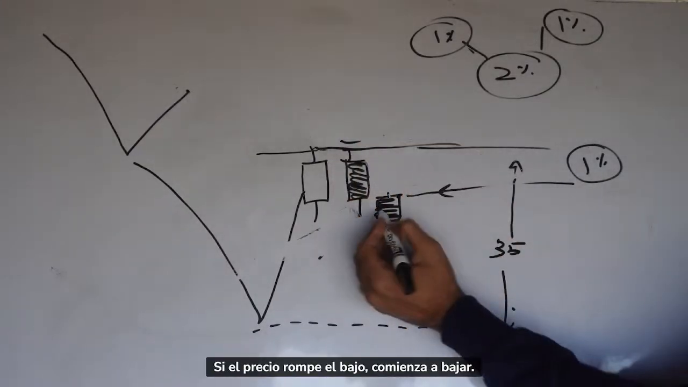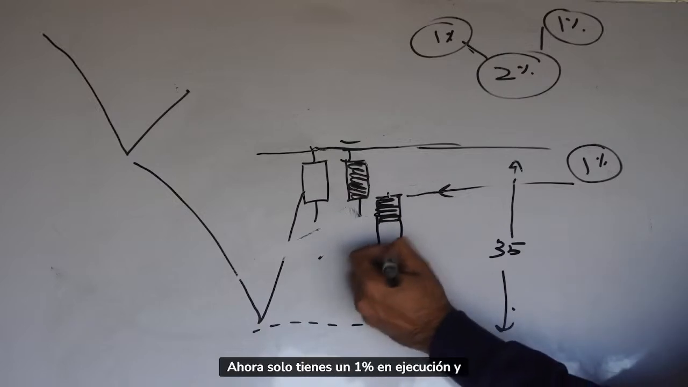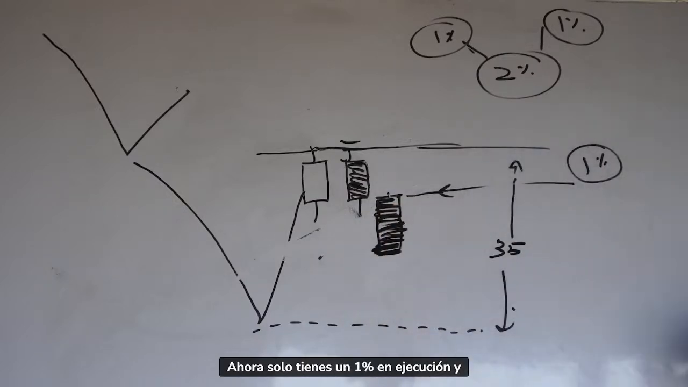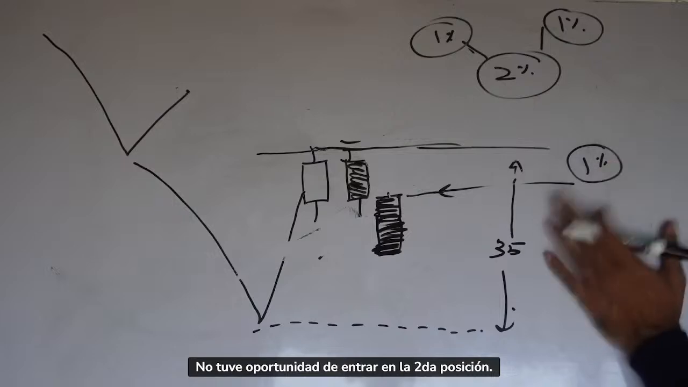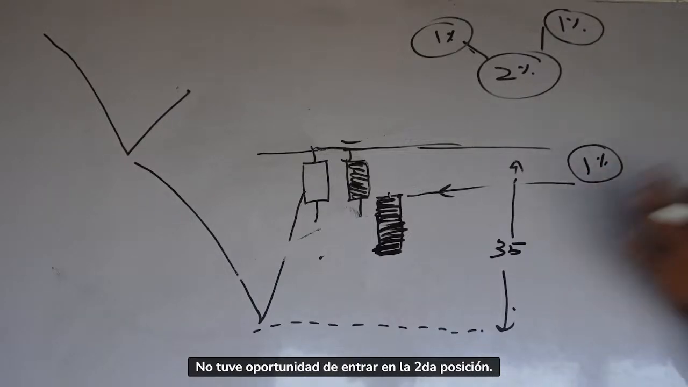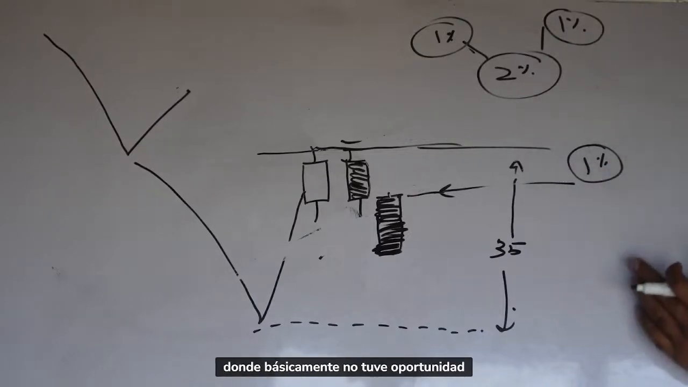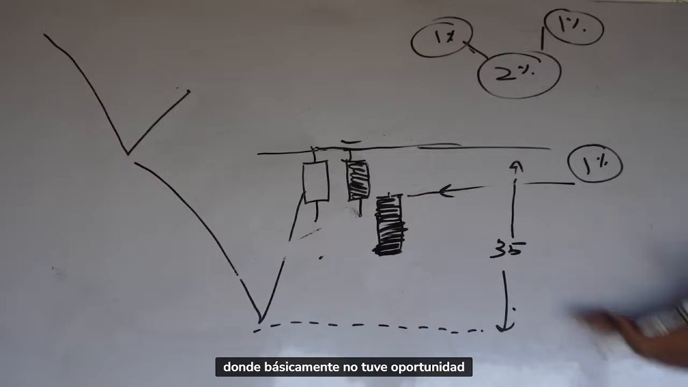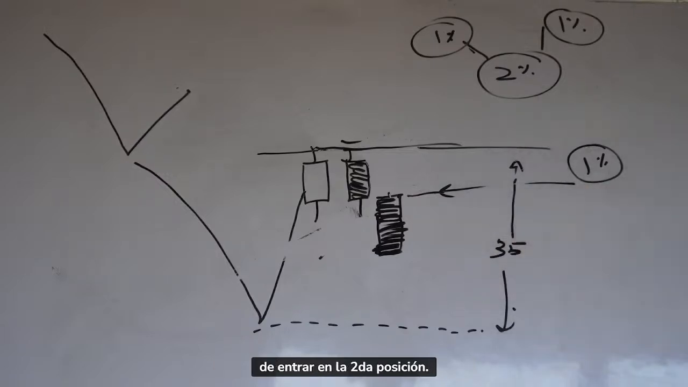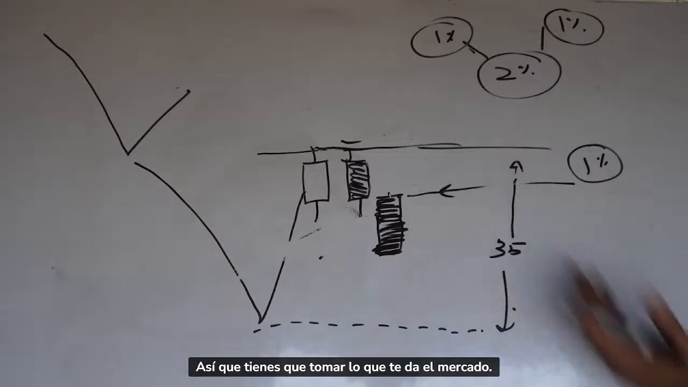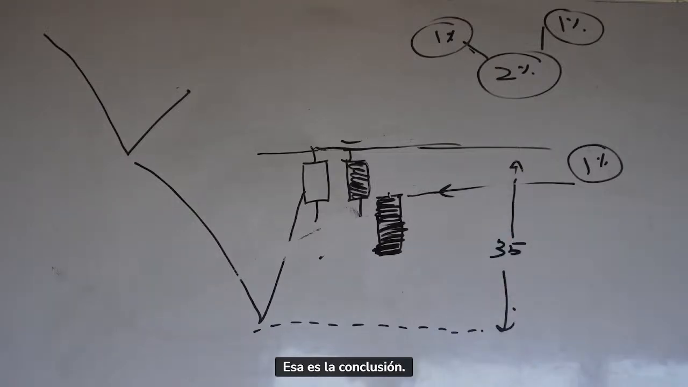If price breaks the low and starts to go down, now you only have 1% running, and you're like, oh, okay, I had no chance to enter the second position. Now, that has happened to me a lot sometimes too, where I basically had no chance of where to enter the second position. So you got to take it how market gives it to you. That's the bottom line, right?